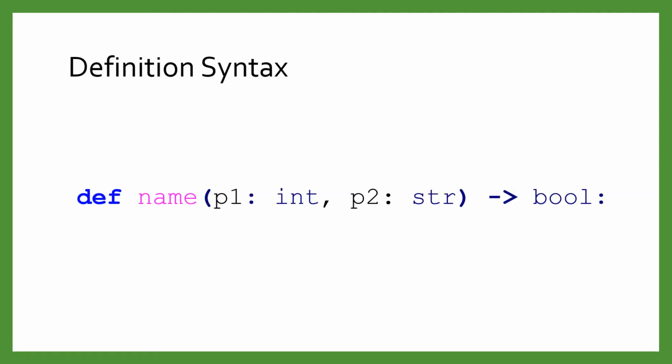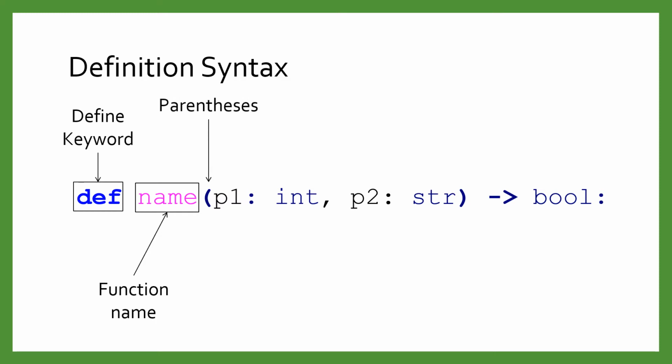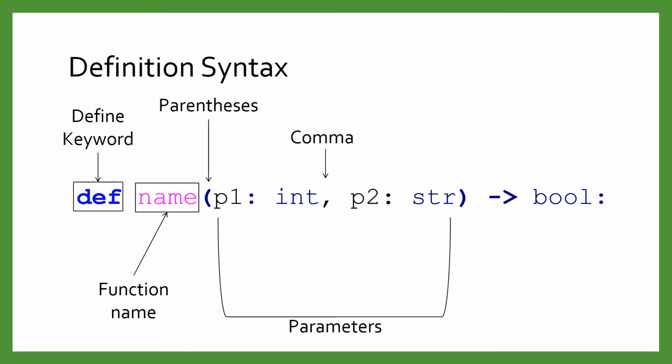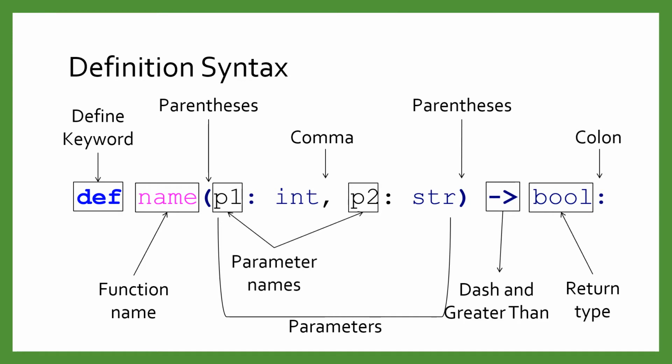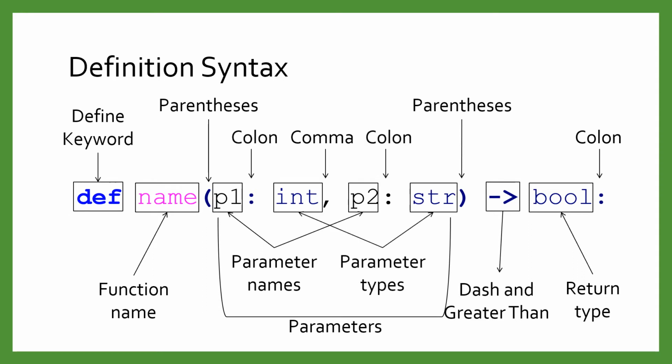To create a new function, you use the def keyword, which stands for define. You write def, the name of the function, and open parentheses, each of the parameters separated by commas, a closed parentheses, a dash and a greater than, the return type of the function, and a colon. The parameters need their variable names, a colon, and the parameter type. This entire line is called the header.